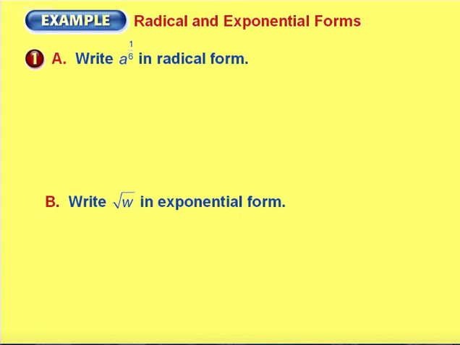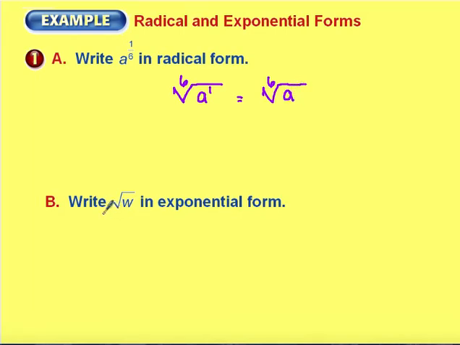Okay, so let's look at practicing the idea. It says write a to the 1/6 in radical form. Since 6 is in my denominator, that makes it the root. So this would be the 6th root of a. Technically, it's a to the 1st power, but I don't really need that power of 1. So I can simply write the 6th root of a.